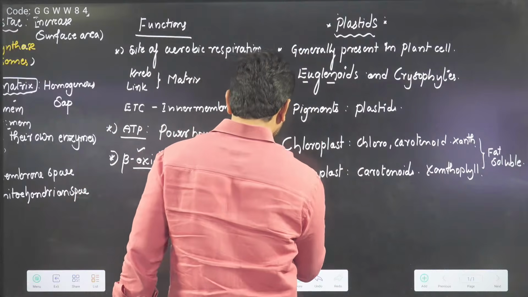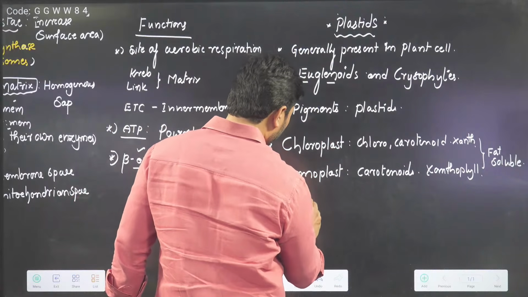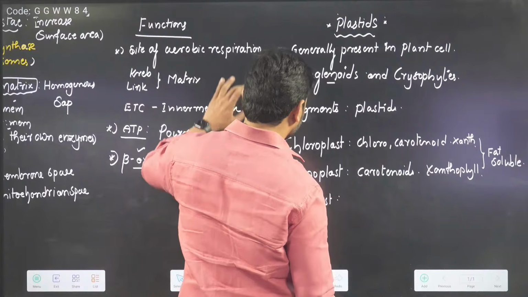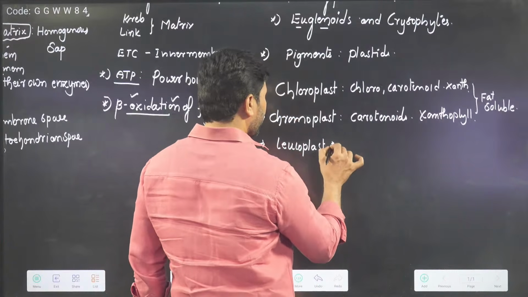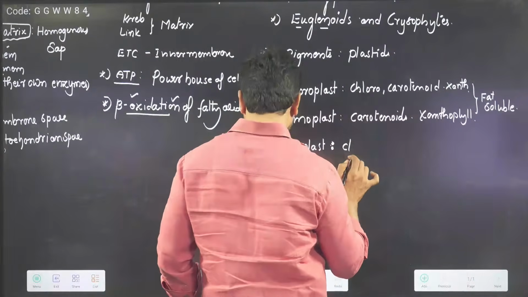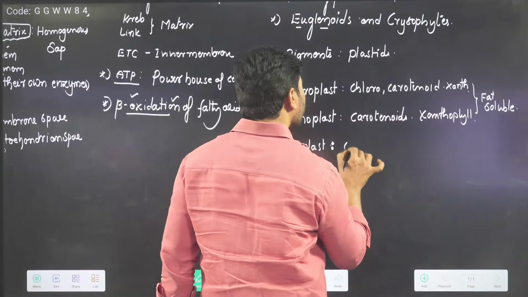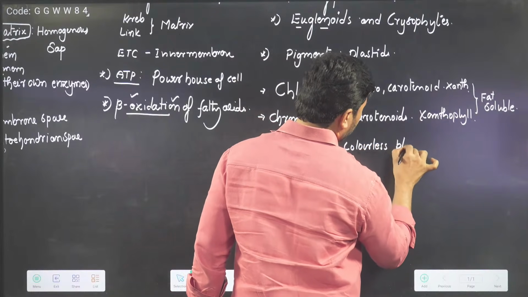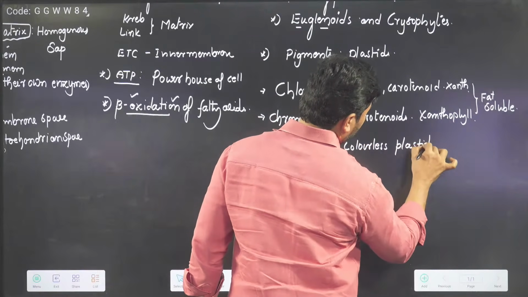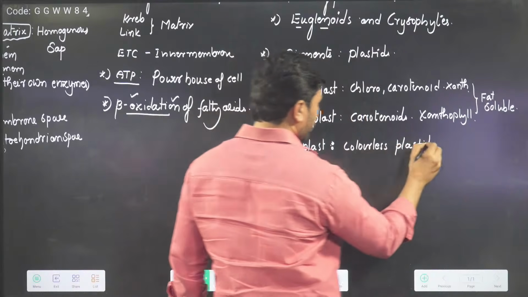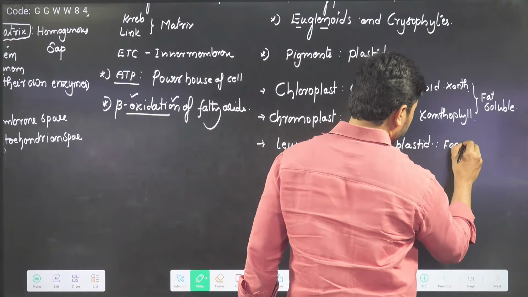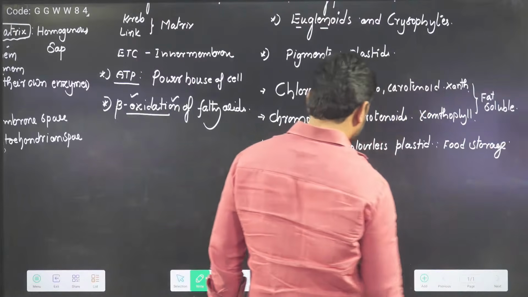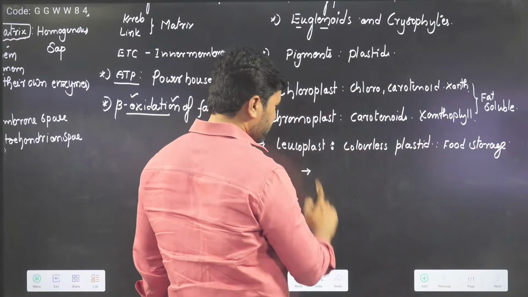Then one more variety is there, leucoplast. Observe, leucoplasts are colorless plastids. They don't have color. Why? No pigments. If they are colorless, what is their work? Their work is food storage. Simply they go and store some amount of food.